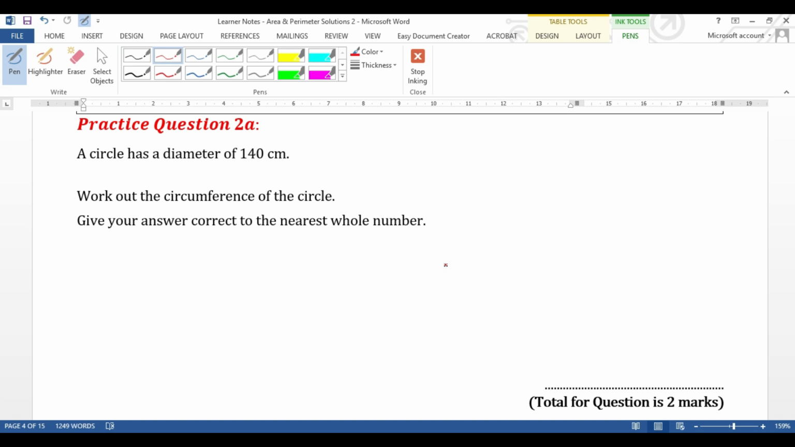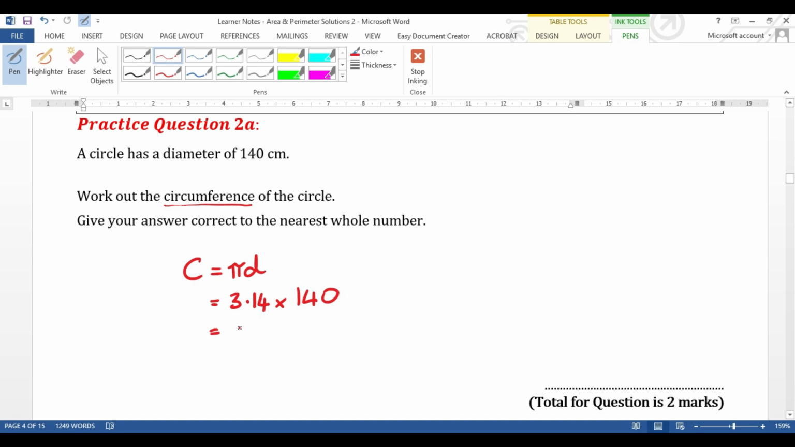So practice question 2a, a circle has a diameter of 140 centimeters. Work out the circumference of the circle. Give your answer correct to the nearest whole number for 2 marks. So if it's to do with the circumference, as it's mentioned here, we are definitely using Cherry Pies Delicious, and I always write the formula down first because it just helps to remind me what I'm going to use. Obviously I'm going to use pi, which is 3.14 as mentioned before, times by the d, which is the diameter, and they said the diameter is 140, and we just type that in our calculators.